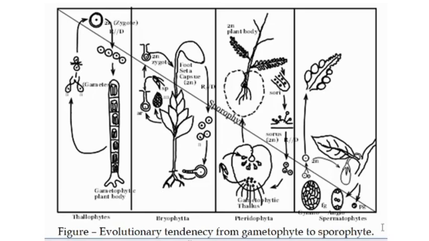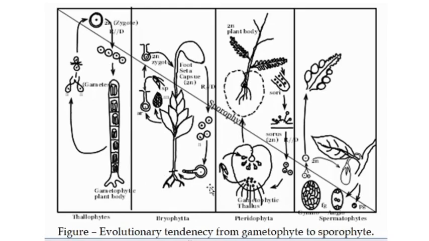We will see that. This is a beautiful diagram in which different groups of plants, like the thallophytes, bryophytes, pteridophytes and the spermatophytes, have been shown, and their life cycles have been shown. Each of these boxes has been divided into two parts. The right side is the sporophytic part, and the left side is the gametophytic part.